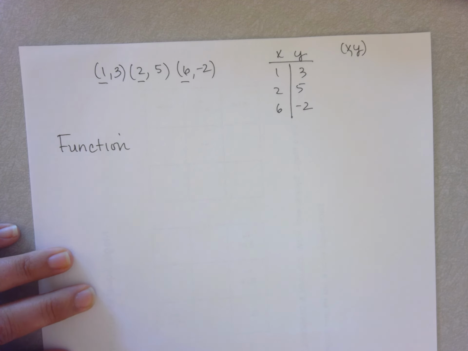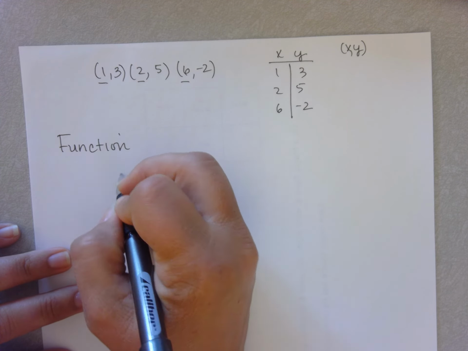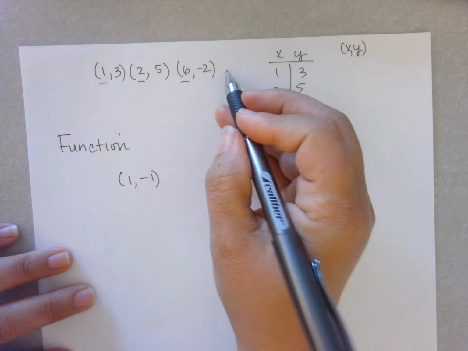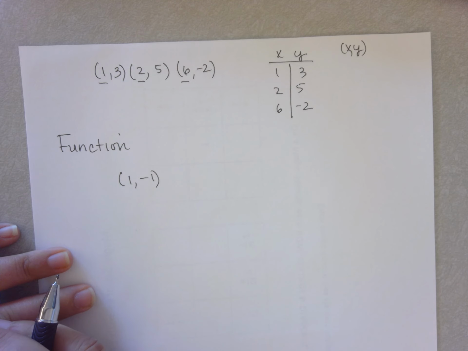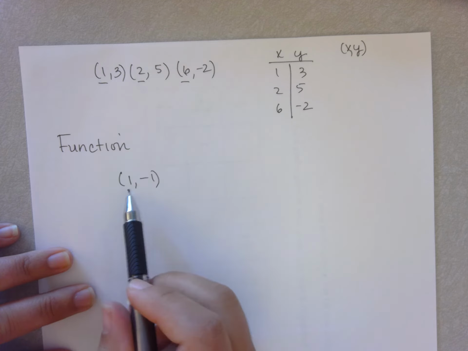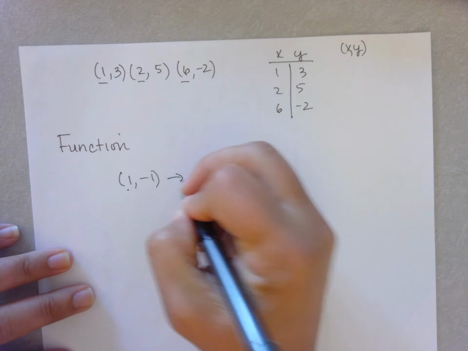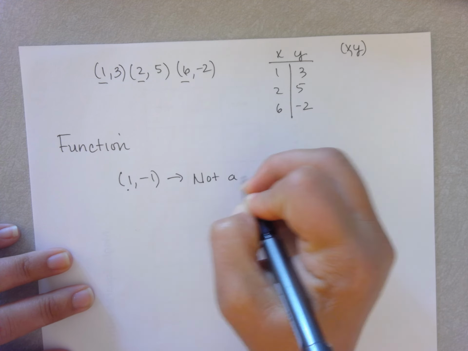If I happen to throw in here, what if I put in 1, -1, and I tack this on at the end here? Well, now I don't have a function anymore, because now I have 1 matching up with 3 and 1 matching up with -1 as well. And so if I add this, then that makes it not a function.